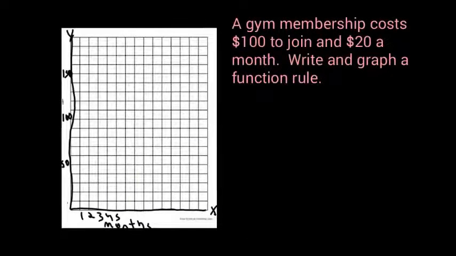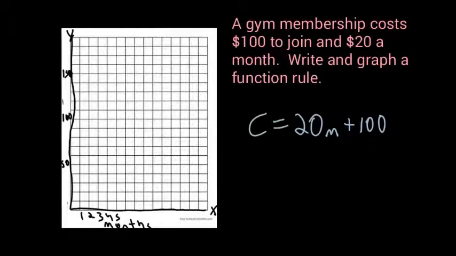Alright, so a gym membership costs $100 to join and $20 a month. Write and graph a function rule. So we can say the cost for the gym membership is equal to our variable cost, which is what's going to change, or what we're going to keep adding over and over again. So we're going to keep paying the $20 a month. So that's what's going to go with our variable, and we'll call that M for months. So $20 times the number of months plus that $100 we needed to start our gym membership.